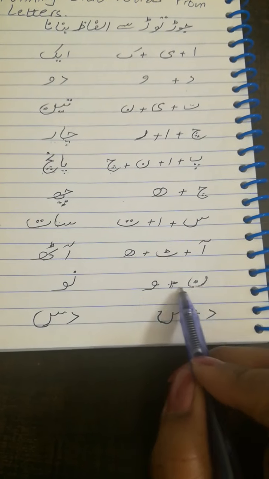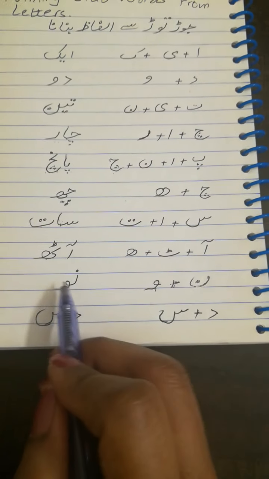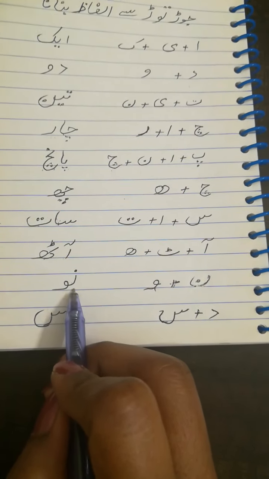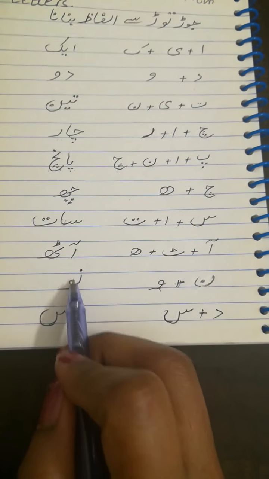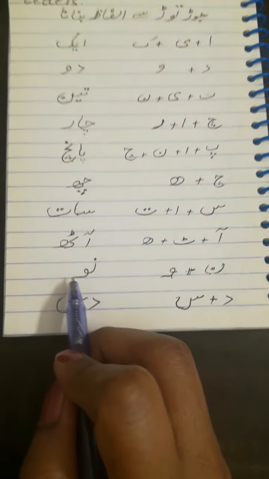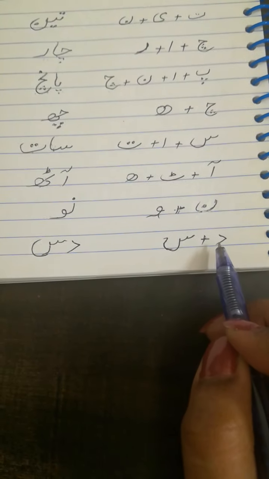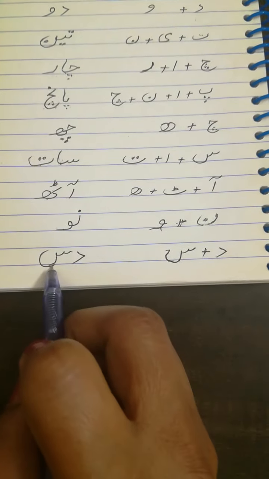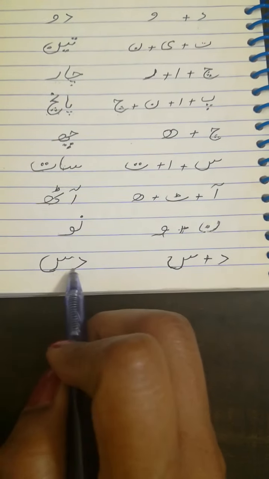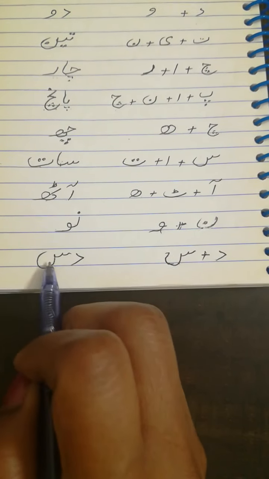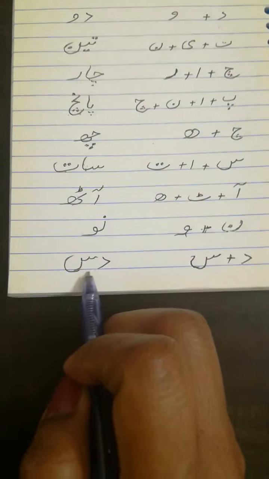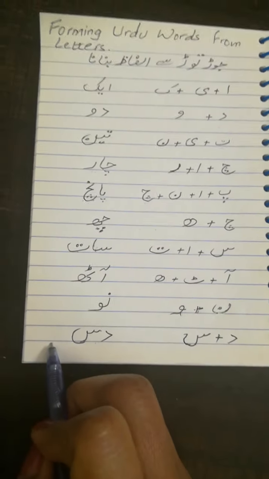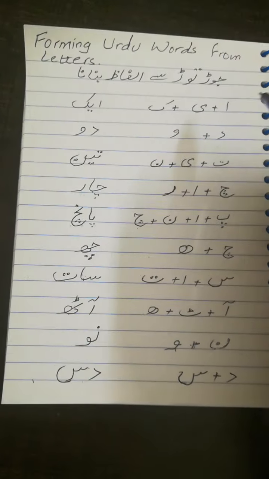And then noon wow. Till here it is noon, and we combine wow with it. Nau means 9. And then this is dal seen, das. These letters don't join, they are just simply written together. Das means 10.